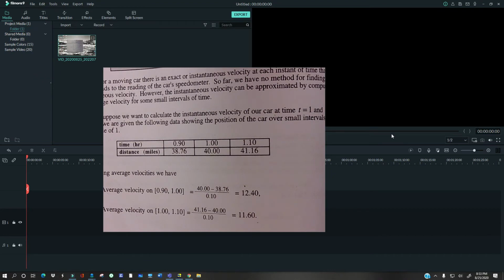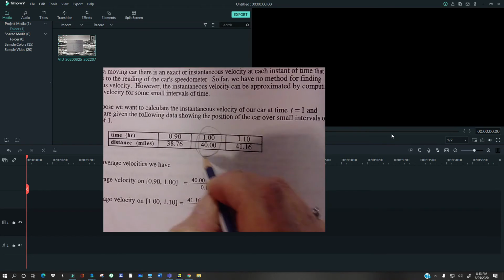And guess what? Maybe I want the instantaneous velocity at exactly this point.